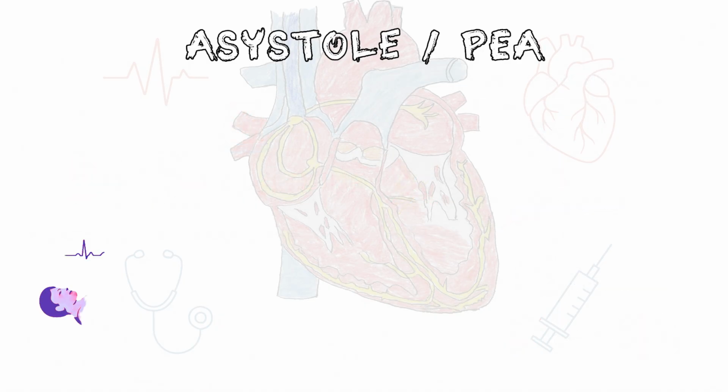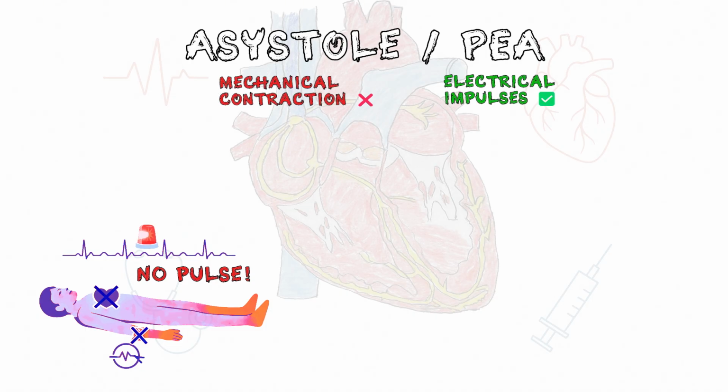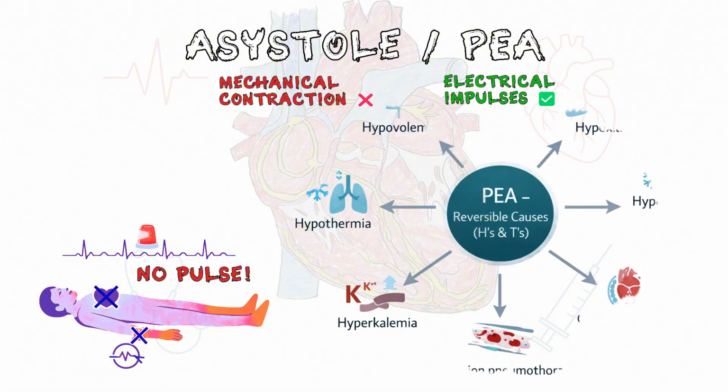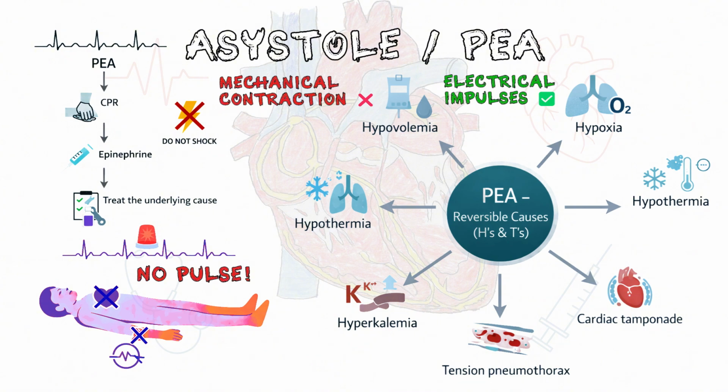And finally, pulseless electrical activity, which actually means electrical activity on the ECG without a pulse. The heart shows electrical impulses, but no mechanical contraction. Common causes are hypovolemia, hypoxia, hypothermia, hyperkalemia, cardiac tamponade, tension pneumothorax, and thrombosis, like a myocardial infarction or pulmonary embolism. Treatment is the same as for asystole: CPR, epinephrine, and treat the underlying cause. And once again, pulseless electrical activity is not a shockable rhythm.